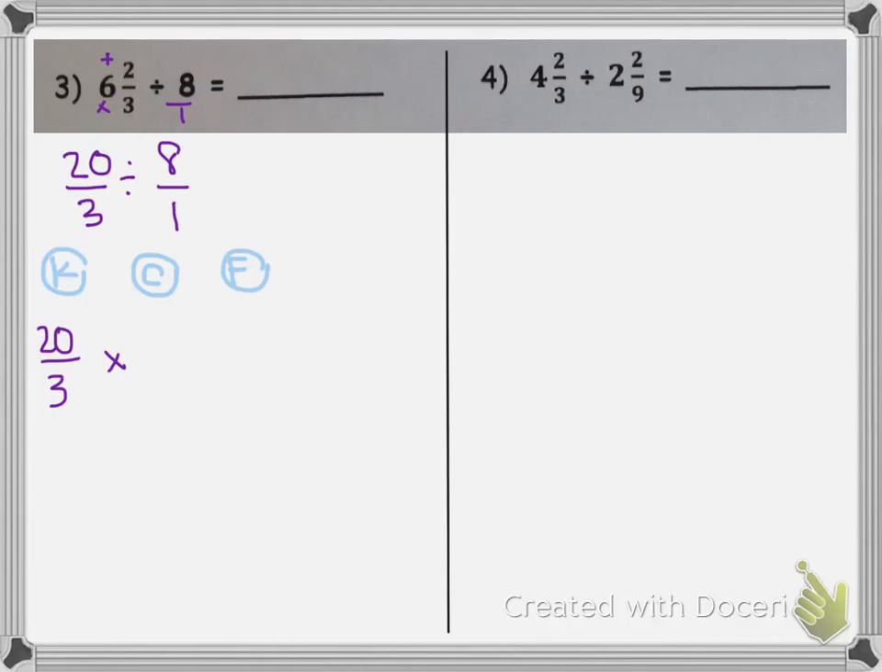And then last but not least, I need to flip something. And that something is that last fraction. So I'm going to write the reciprocal of 8/1, which is 1/8.